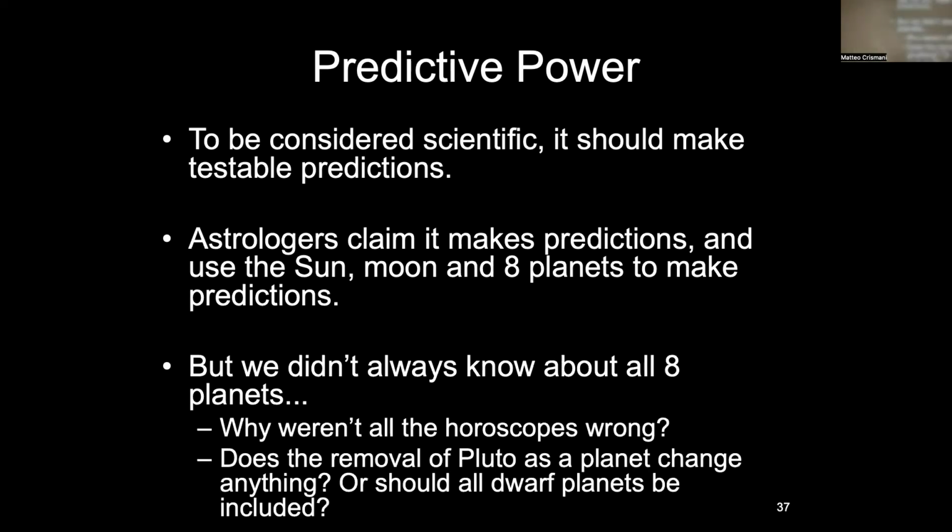Okay. So does the removal of Pluto change anything? Or do we need to include all of like Pluto and Ceres? Remember, I showed you there's a closer planet called Ceres. It's a little dwarf planet that sits in the asteroid belt. We'll see pictures of it. It's beautiful, small. Okay.